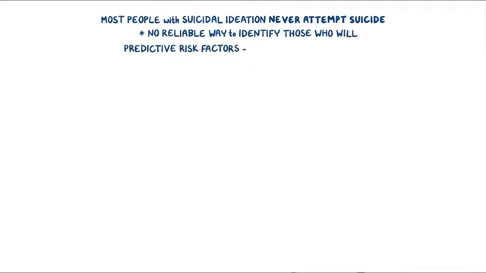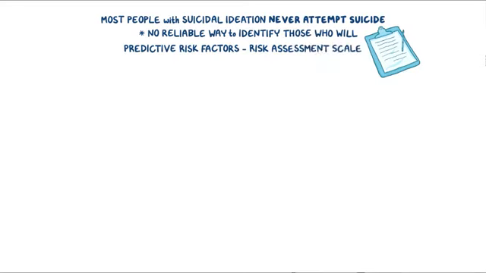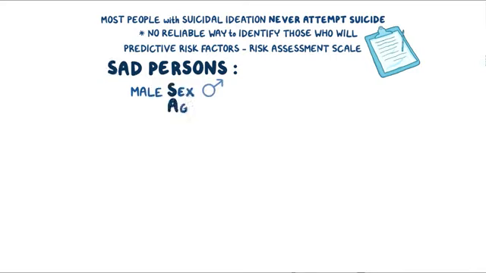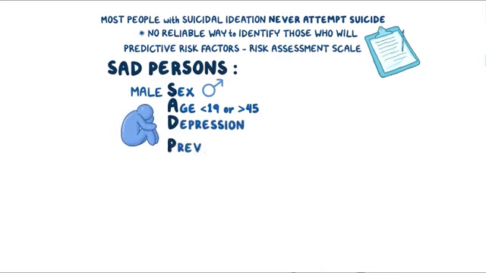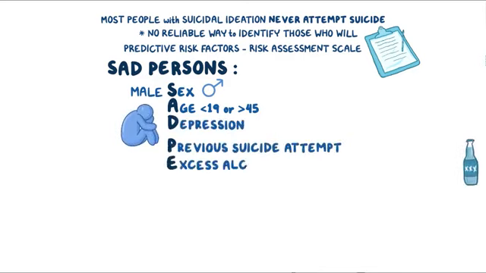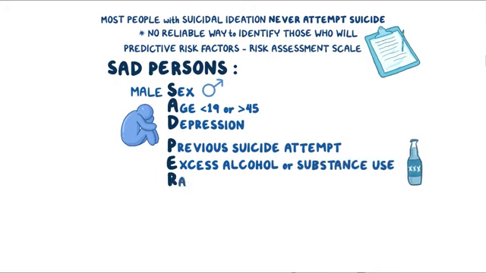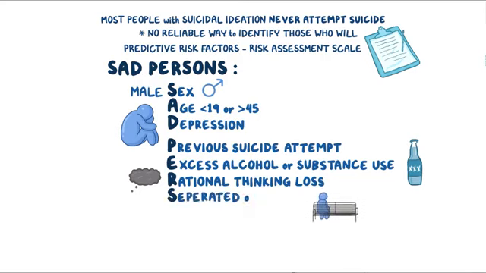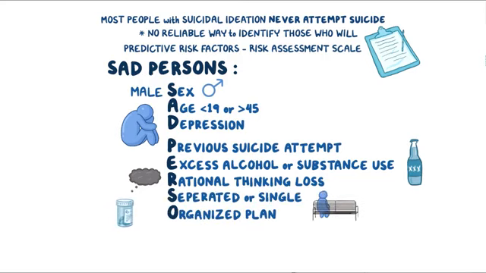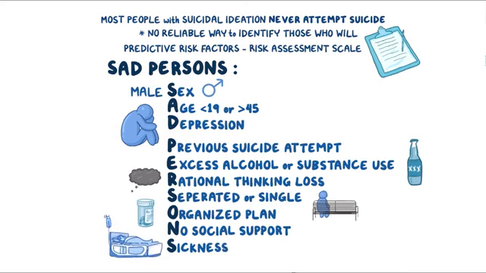To identify individuals at a higher risk of completing suicide, there's a risk assessment scale, which can be remembered with the acronym SAD persons. S stands for male sex, A for age younger than 19 and older than 45, D for depression, P for previous suicide attempt, E for excessive alcohol or substance use, R for rational thinking loss, having a distorted sense of reality. S is for separated or single, O is for organized plan, like overdosing on pills, N is for no social support, and S for sickness. The more risk factors means a higher risk of suicide.